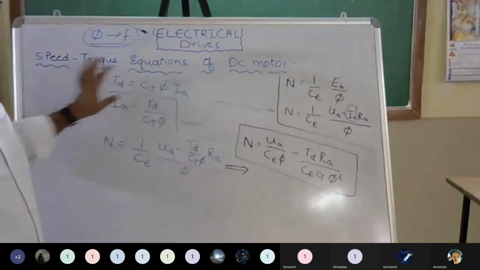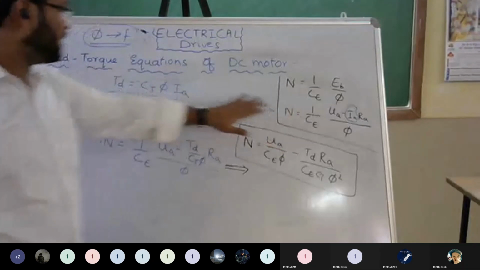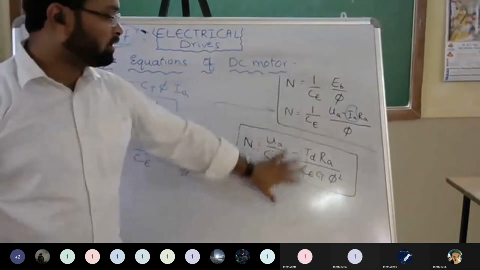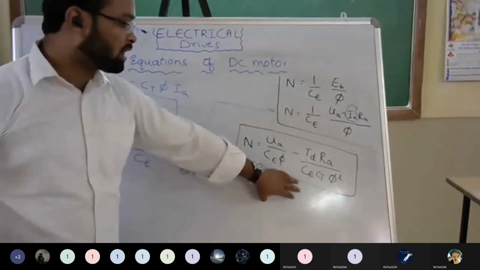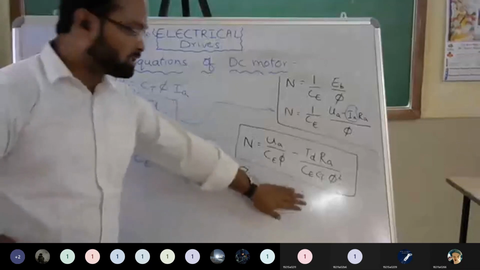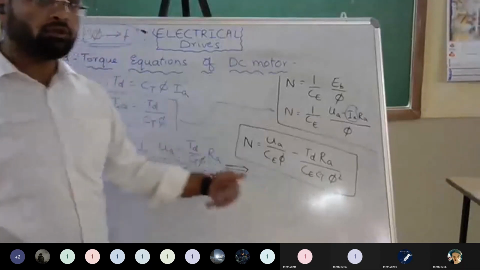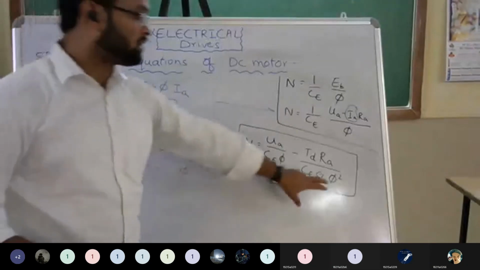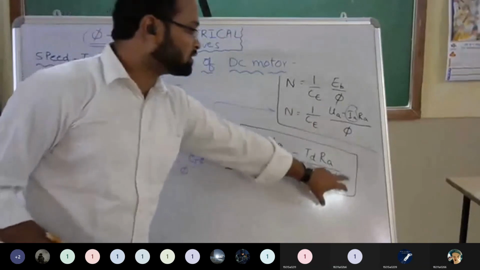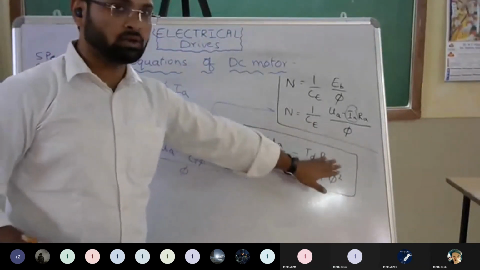So we have a speed torque equation. What did we do? We derived the speed equation first, then we derived the torque equation. Then we substituted the IA value in the speed equation. These speed torque equations will depend upon which type of DC motor we are using. This is the generalized equation. If you go with separately excited DC motors, the flux will be constant, because we are separately exciting. So this also becomes constant, and the equation changes to only Ua minus TD into Ra.